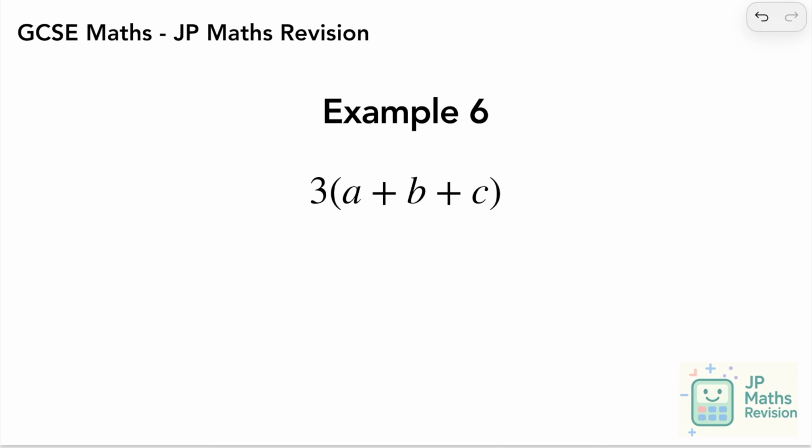So here's another example. This time we've got 3 bracket a plus b plus c. So firstly, we're going to do 3 times a, which is 3a. And then we're going to do 3 times b, which is plus 3b. And then finally, we're going to do 3 times c. So 3 times c is plus 3c. So the answer to this one is 3a plus 3b plus 3c.